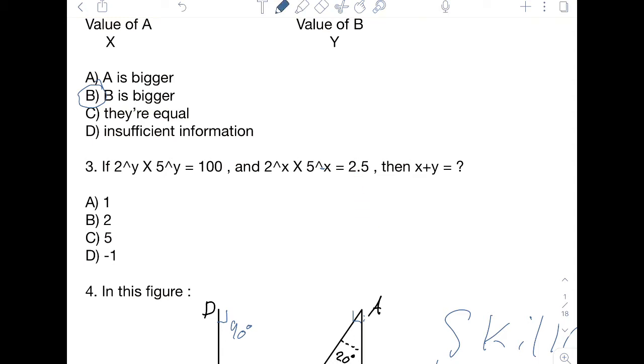Okay, so let's start by doing this one first, taking this equation, finding y, and then doing the same on the other side. So 2 to the power of y multiplied by 5 to the power of y gives us 100. Well, okay, we know that those two exponents are the same number for both numbers, meaning that if y is equal to 3, then this is going to be 3 and this is going to be 3 as well.